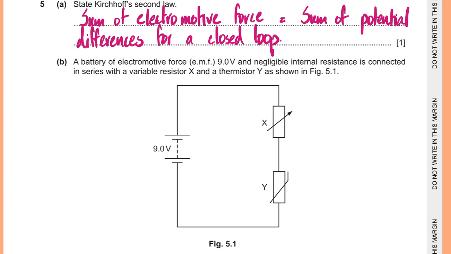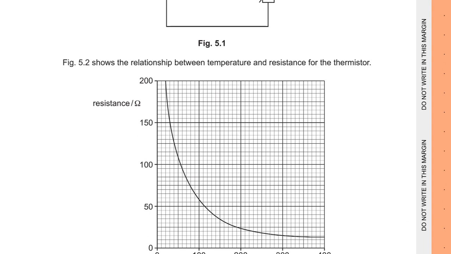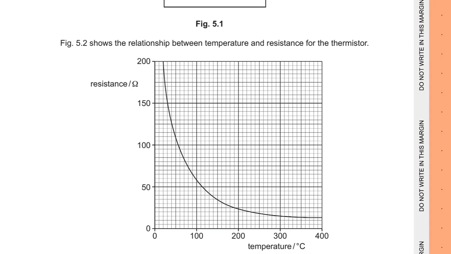A battery of EMF 9 volts and negligible internal resistance is connected in series with a variable resistor and a thermistor Y. So this is basically making up a potential divider. 5.2 shows the relationship between temperature and resistance for the thermistor. Always make sure to note the multiples if any, or the prefixes if any, but there are none here.